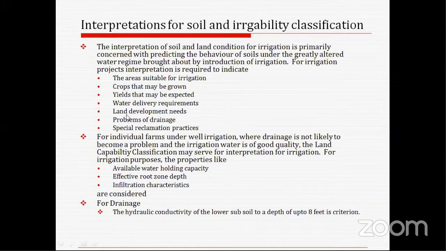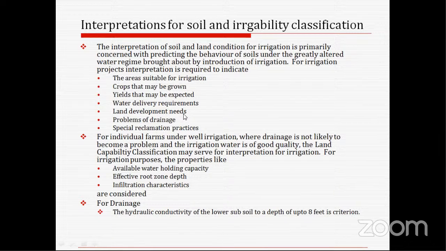And also land development need: how should we develop the land? All these characteristics we should keep in mind. All these characteristics are concerned in the soil irrigation classification. We have to check all those things. And also, students, for individual farms under well irrigation: when it is well irrigated, there is no problem. There is good irrigation, so there is no question of an irrigation problem.